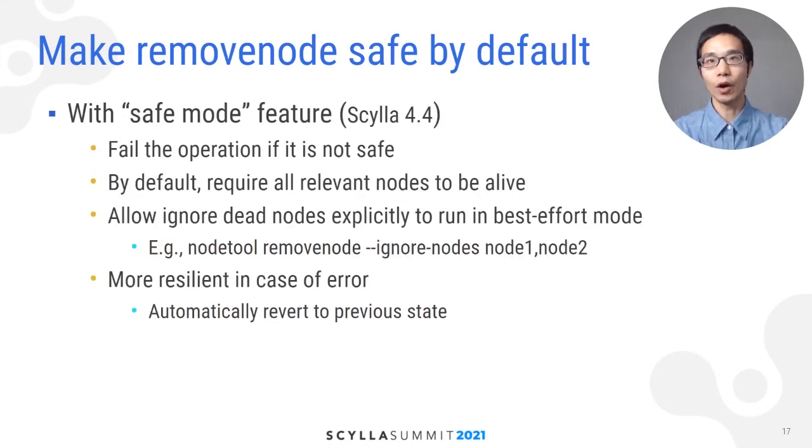In Scylla 4.4, we made a big change to the removenode operation. Now the operation runs in safe mode by default, so removenode will fail if the operation is not safe. For example, some of the new owners are not alive or the syncing of data has failed. Beyond that, we made the operation more resilient in case of error. That is, the cluster will automatically revert to a previous state in case of failure, as if the operation had never run. This makes it much easier and safer to use in production.